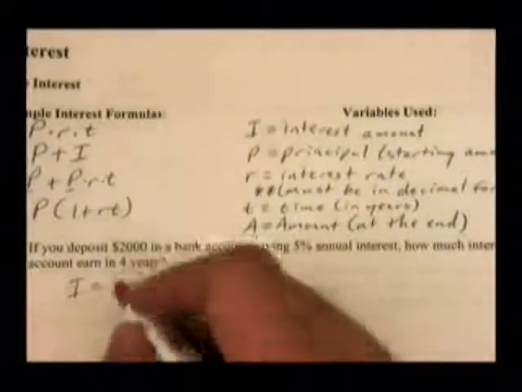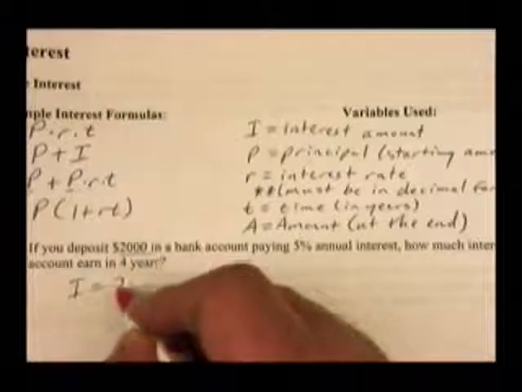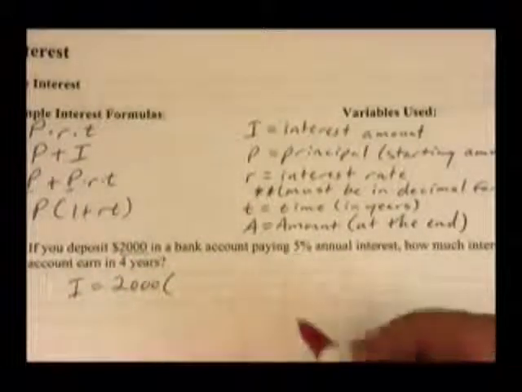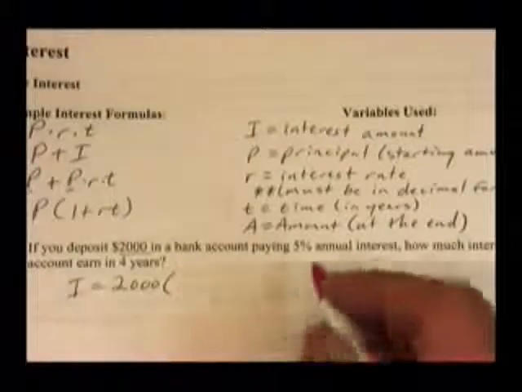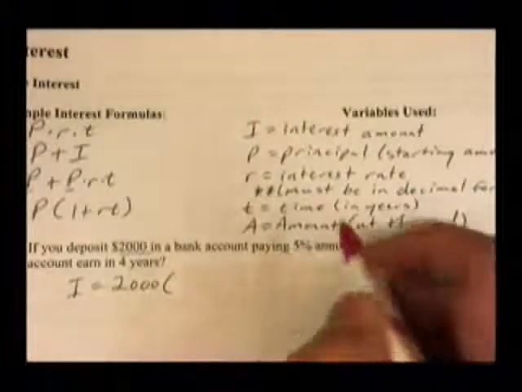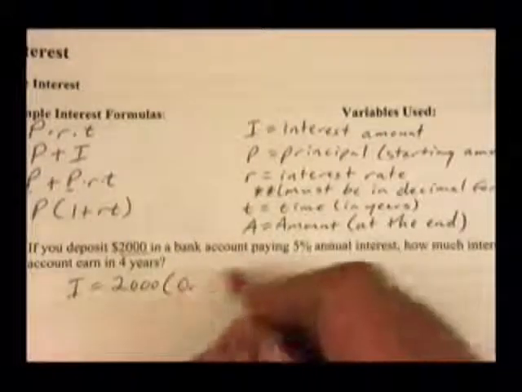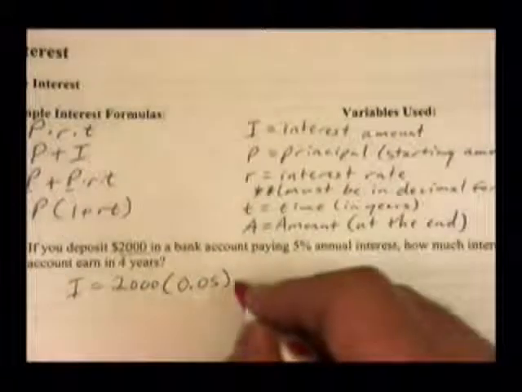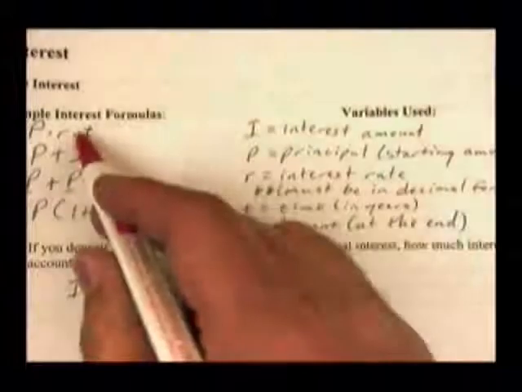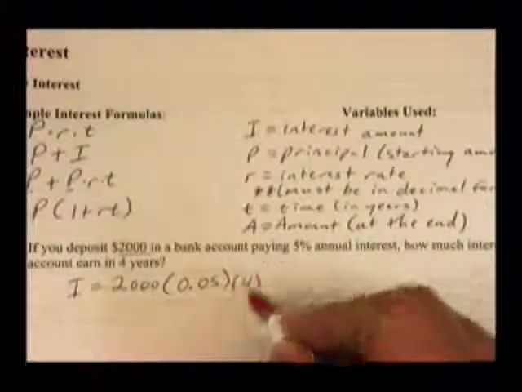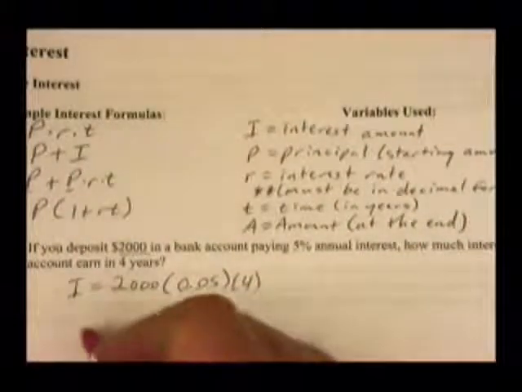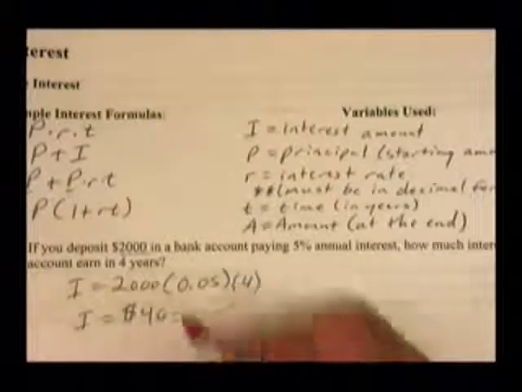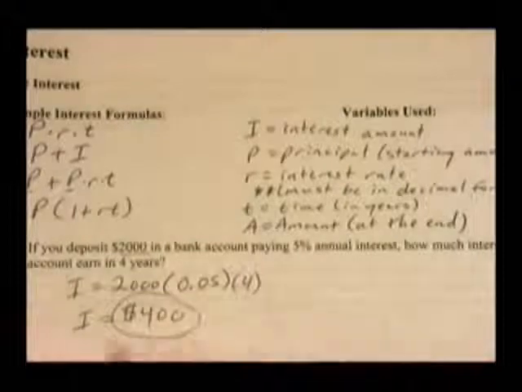So we want to figure out what the interest is, okay, how much interest is in the account at the end of 4 years. So our interest is equal to the principal, which is what we start with, which is $2,000, times our rate, which is 5%, but we've got to change that into a decimal. So remember we did that in the last video. So we're going to move the decimal point 2 places to the left, make that 0.05, times T, which is the number of years. So we have 4 years. So our interest is going to be $400 on that account.